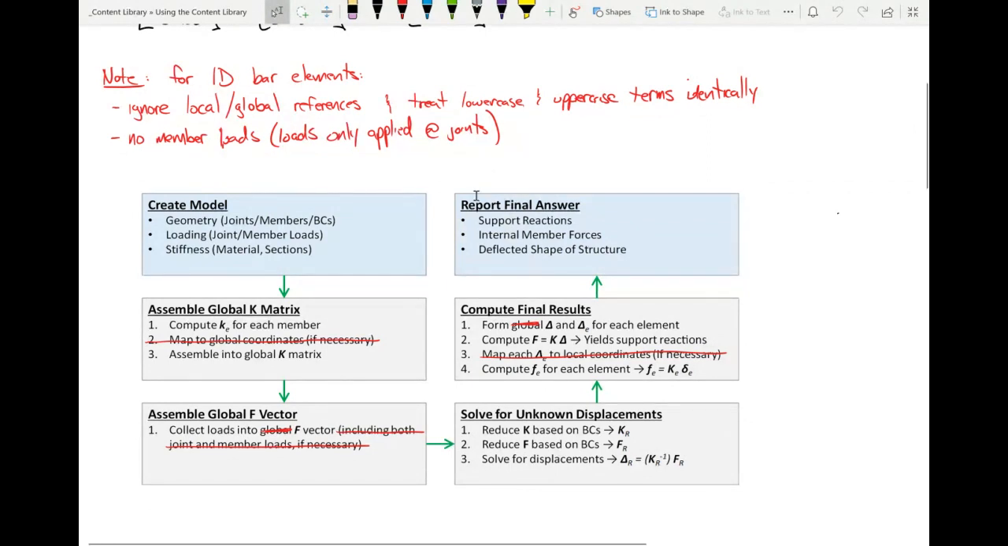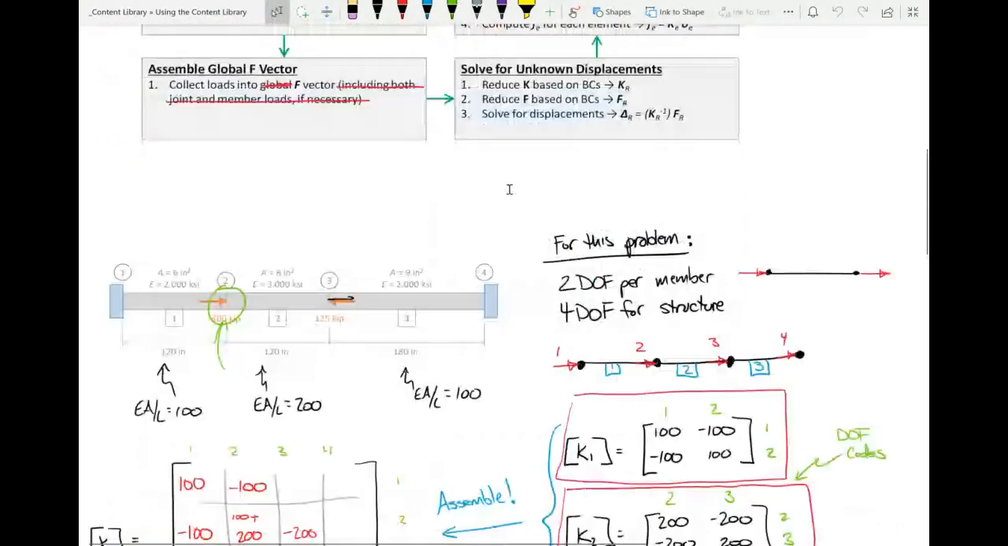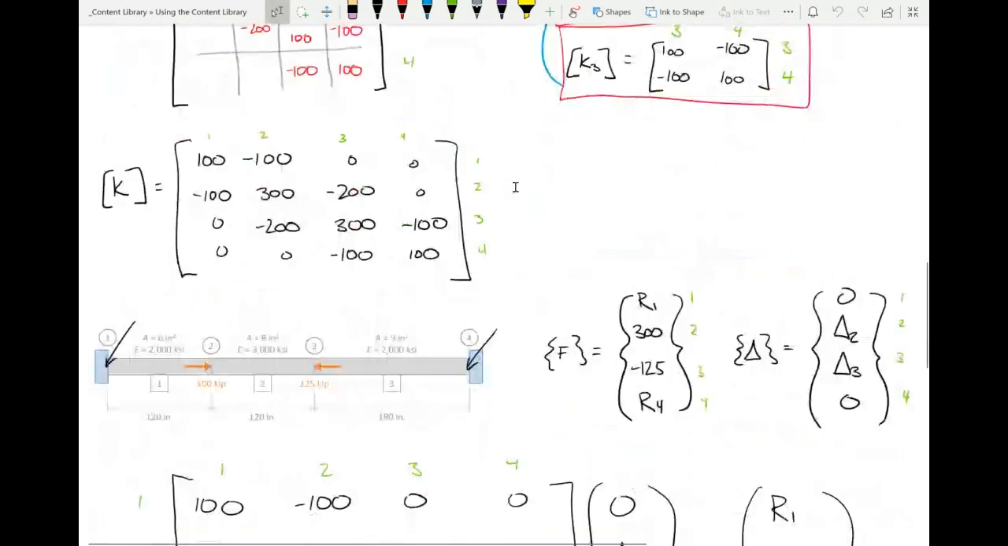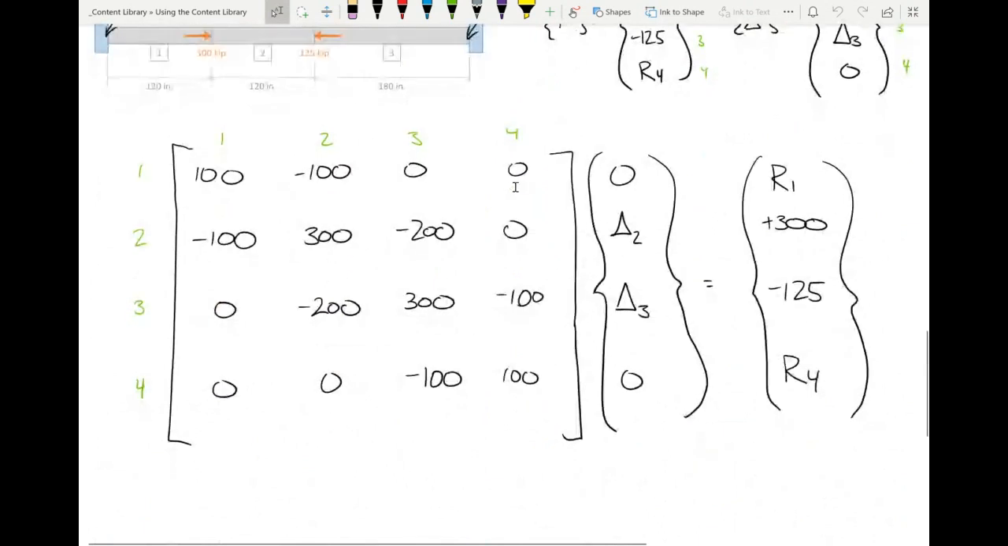That's how we formed our joint load vector. So we have our system, and we wrote a stiffness matrix for each one, and then we assembled it into the big old system that you see here. We wrote our force vector and our displacement vector, and so here's where we left off. This is the star of the show.